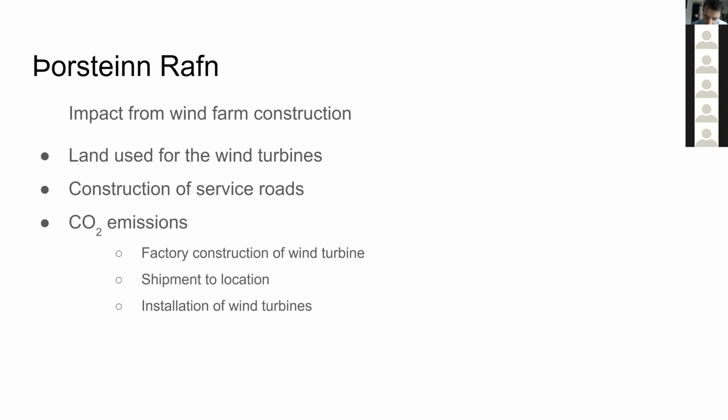So for the breakdown of the allocation of assignments, Laura would be looking at the impact from the wind farm's construction, specifically the land use for the turbines, the construction needed for service roads, and also looking at the CO2 emissions during the production and construction of the materials and getting the turbines to the proper area.